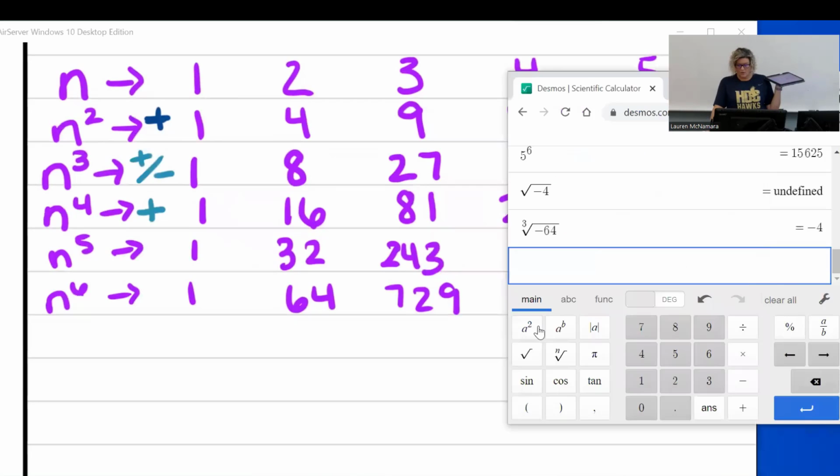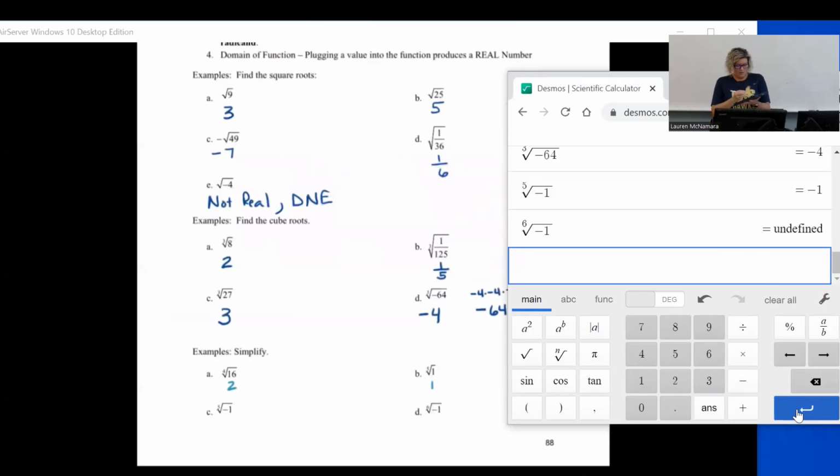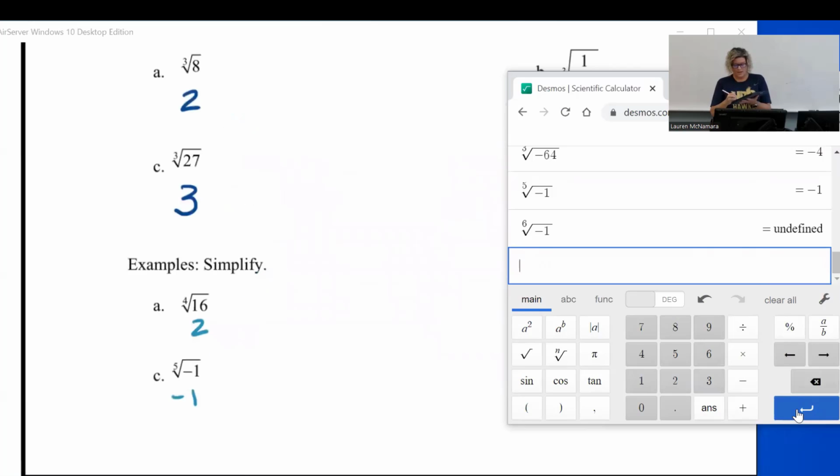And let's test with our 5th root. 5th root of negative 1 is going to be negative 1. The 6th root of negative 1, it doesn't work. So we can have positive and negative for odds, but when they're even index, it only can be an even number and be a real number. That's what we call it. So here, I'm going to get negative 1. And for my example D, I'm going to write does not exist.